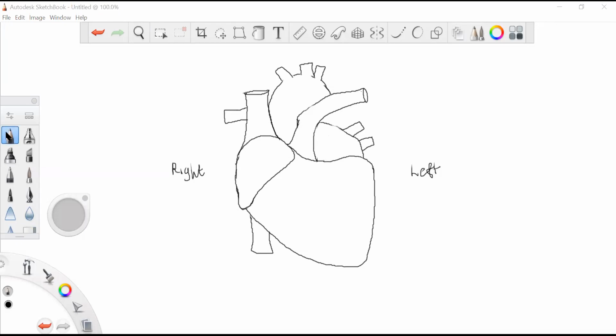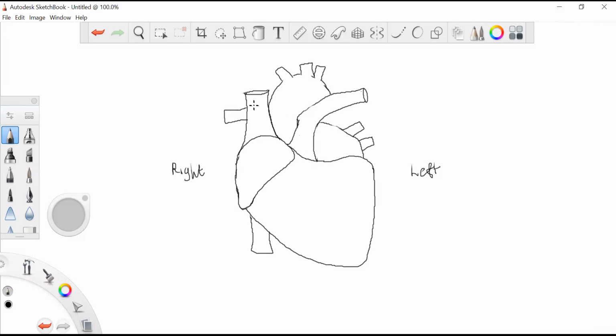Okay, so we are done. If you want more details, you may add in the coronary artery. The coronary artery is actually the branch of the aorta which carries oxygenated and nutrient-rich blood to the muscle wall of the heart, to nourish the heart.